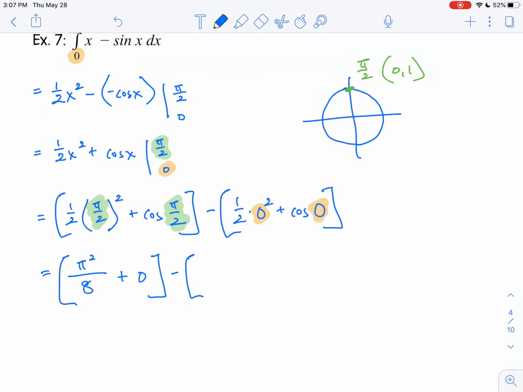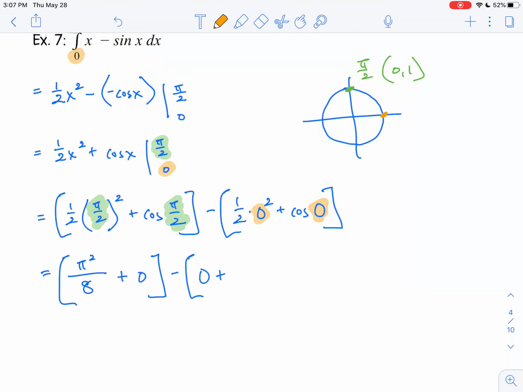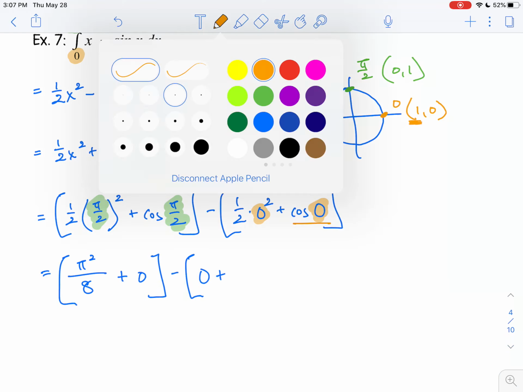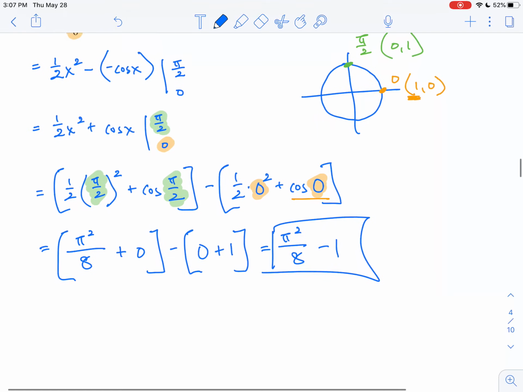Minus 1/2 times 0 squared is 0, plus, let's go back to 0 degrees, right? So at 0 degrees, the coordinates are 1, 0. Since it's cosine, I want the x value, and so I'm going to plug in a 1 instead of cosine 0. All right, what does this clean up to? We get pi squared over 8 minus 1, and that represents our area of that part of the curve. All right, folks, let's keep going.